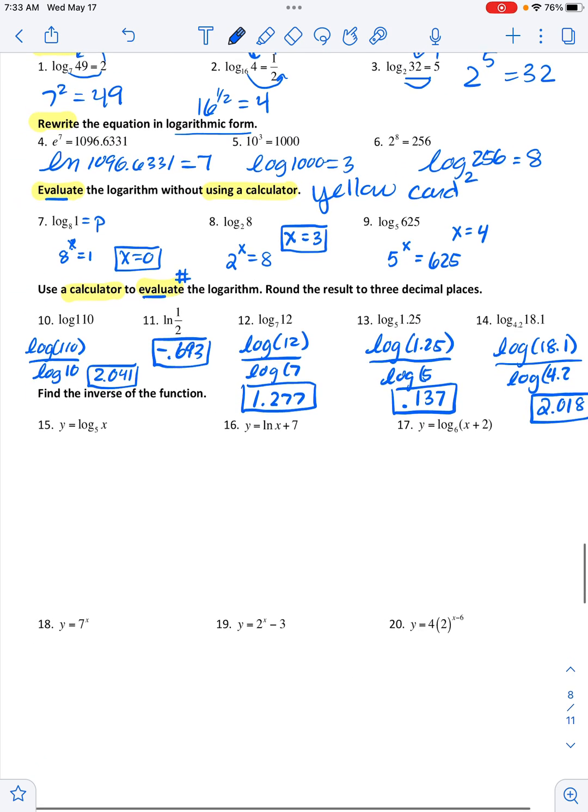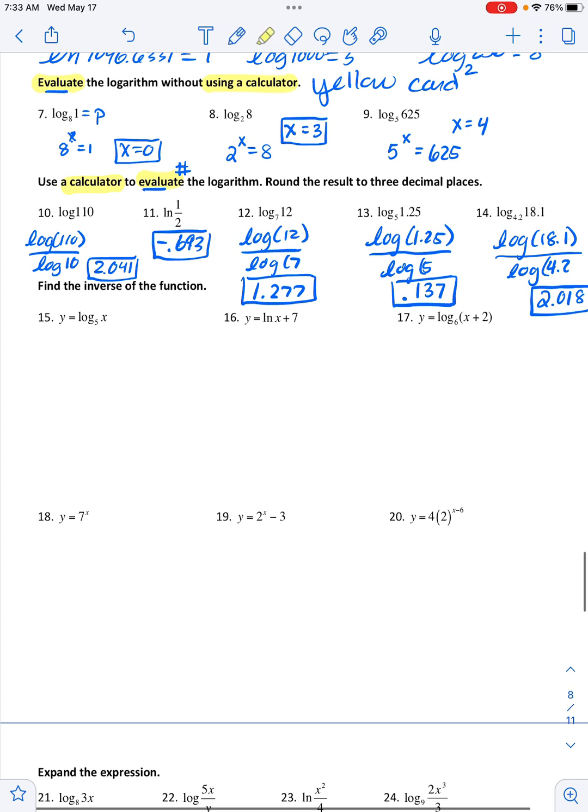Okay, so that's on your calculator. Inverse was probably the hardest day for most people, and that's where we start by swapping the x and y. So I write the x where the y was, and then I write the y where the x was. Since this is starting as a log problem, it should end as a power problem.